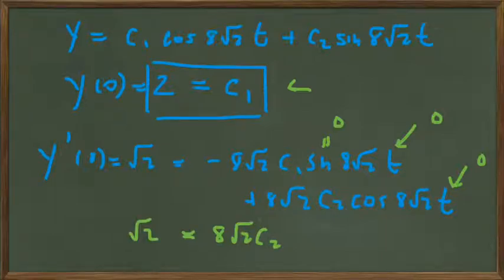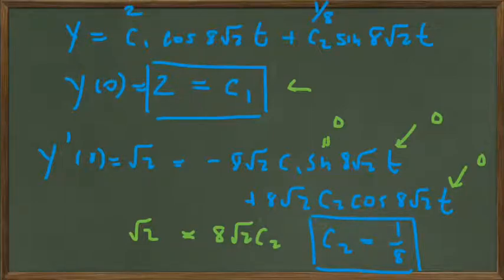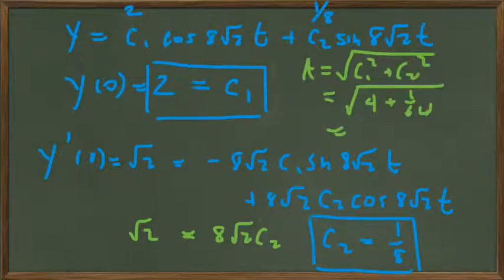8 square roots of 2 C2 is equal to the square root of 2, and so C2 is equal to 1/8. And so C2 is 1/8, and C1 is 2. So A is C1 squared plus C2 squared, which is 4 plus 1/8, or 2 squared plus 1/8 squared, which is 4 plus 1 over 64.